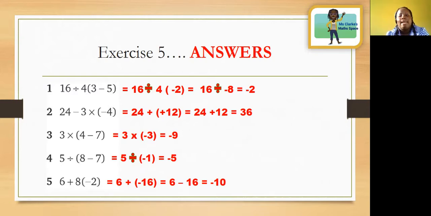8 multiplied by negative 2 is negative 16, and 6 plus negative 16 would be 6 minus 16, which is negative 10.